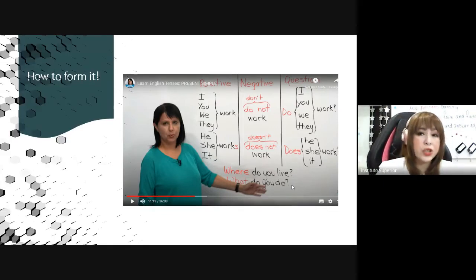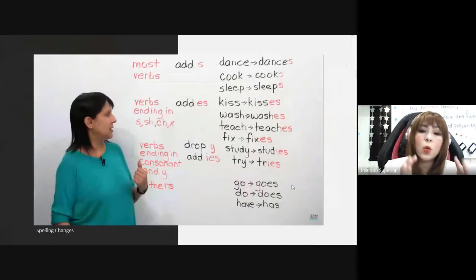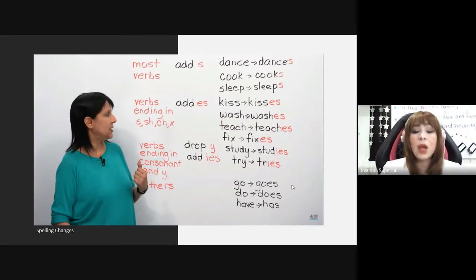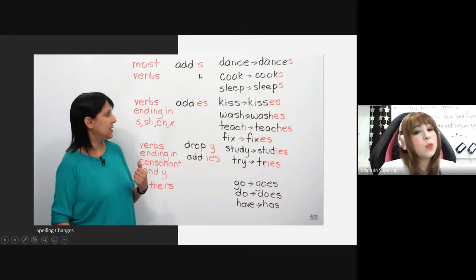Let's check some spelling changes. The thing that we have to pay close attention to when we talk about simple present tense is the spelling changes. Specifically, remember that only three subjects are affected, the third person singular. When we talk about females, she, girl, or when we talk about males, he, boy, or when we talk about objects or animals, it. Table, chair, lamp, computer, laptop. When we talk about this kind of subject, we have to pay close attention to the spelling changes in the actions, I mean, the verbs. Most verbs in simple present tense just need an S added. For example, you say, she dances.